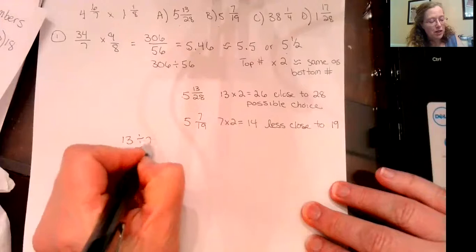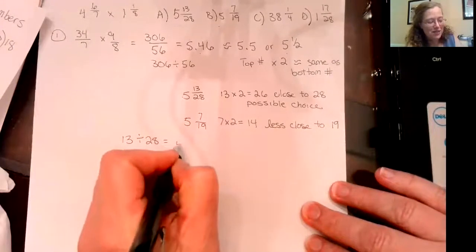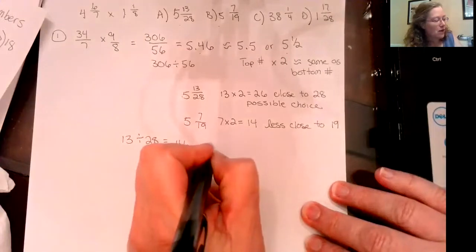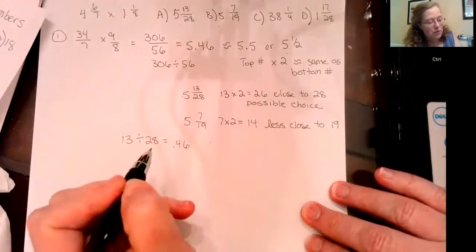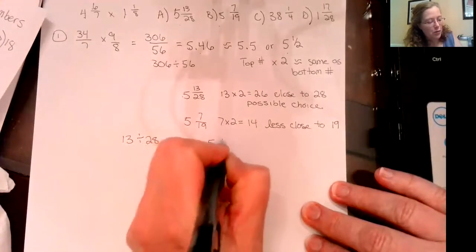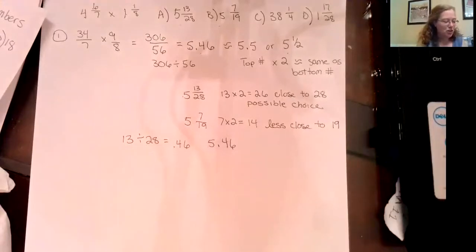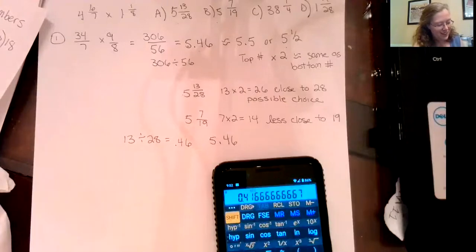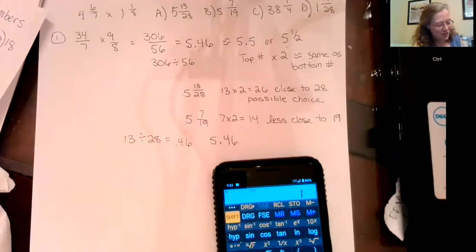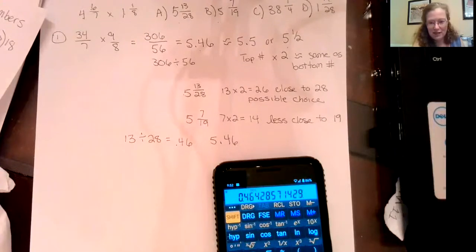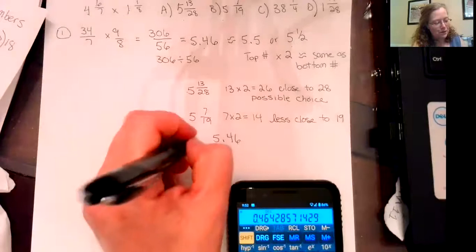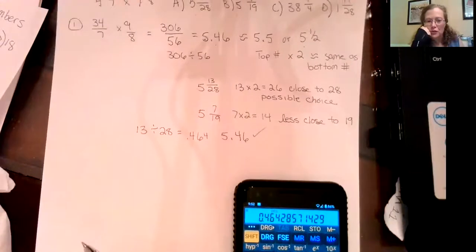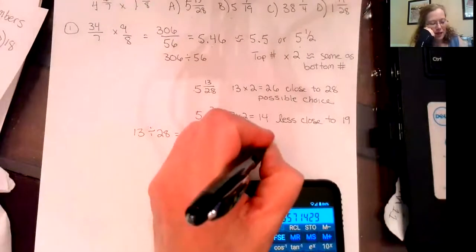13 divided by 28, it ends up being 0.46. So our answer is, right? Yeah. It comes out to be 5.46. And I think that's correct. Let me just double check what 13 divided by 28 is. Oops, now you guys know that I play solitaire while I listen to books. 13 divided by 28 is, yep, 0.464. Okay. So our answer then is going to be letter A.